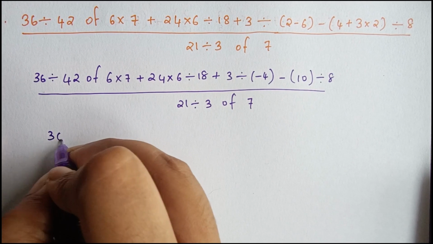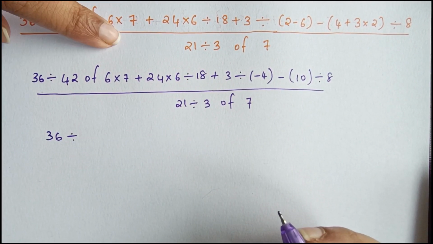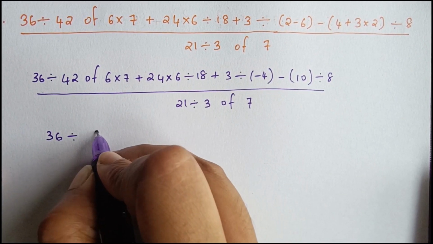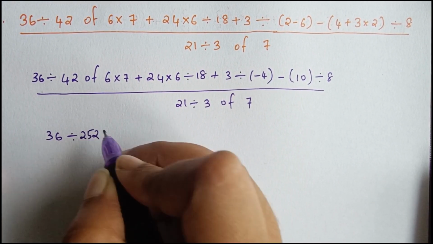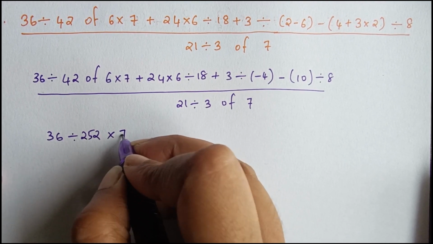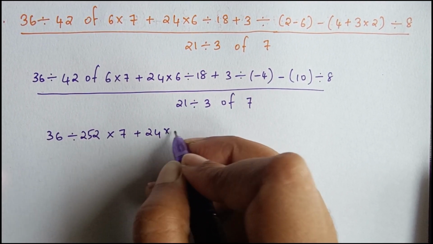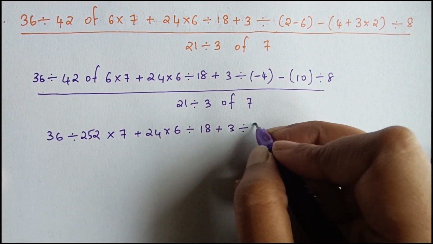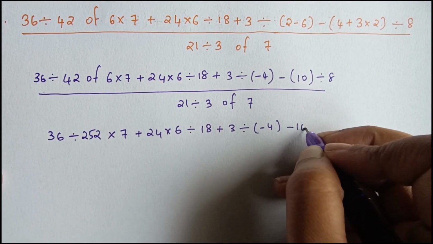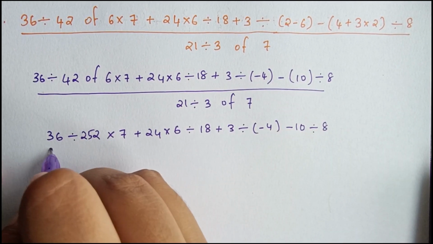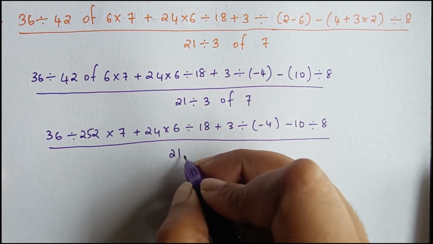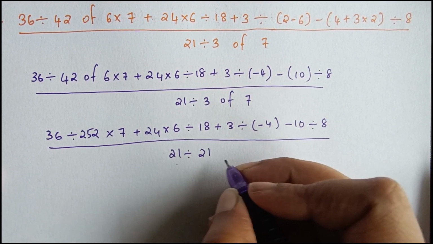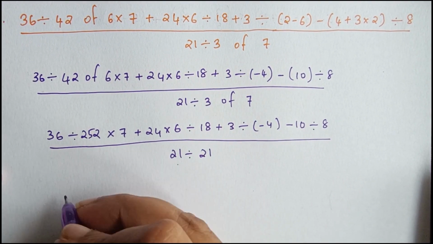So, 36 divided by 42 of 6 means 42 into 6. 6 into 2, 12. 252 into 7 plus 24 into 6 divided by 18 plus 3 divided by minus 4 minus 10 divided by 8 whole divided by 21 divided by 3 of 7 is 21. So 21 divided by 21 is 1. So the denominator is 1.